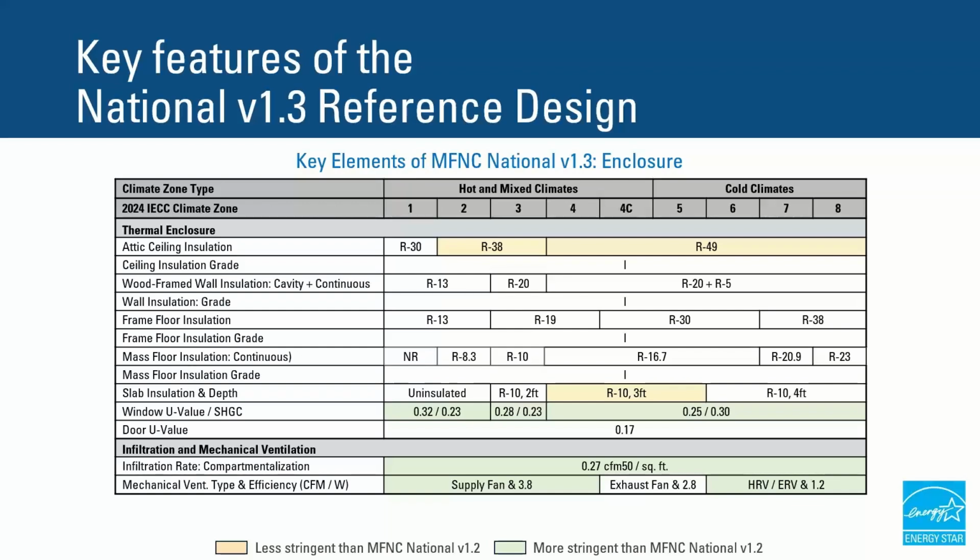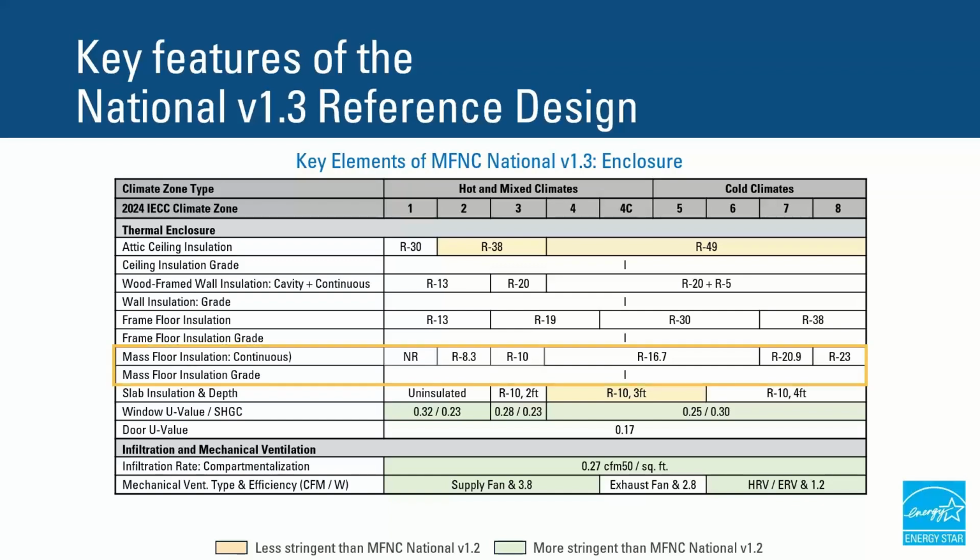And in these tables, I'm also highlighting which measures are more stringent than the version 1.2 Energy Star reference design, and the few measures that are less stringent with the different colors. This whole table is basically the same as a single-family new homes reference design. That said, the R values shown are based on a wood frame building with an attic, so the insulation required for other building types would be different.